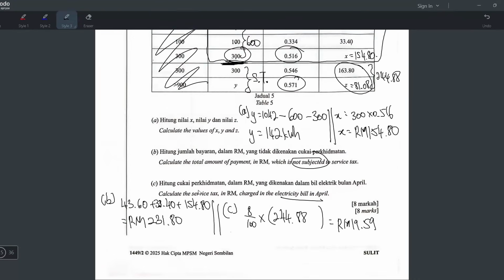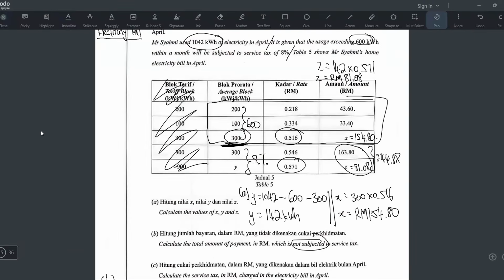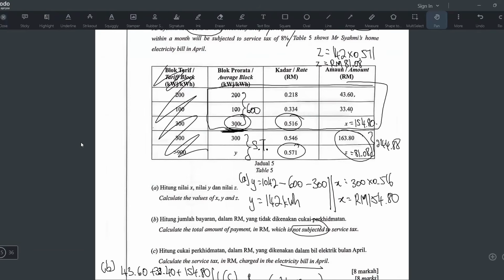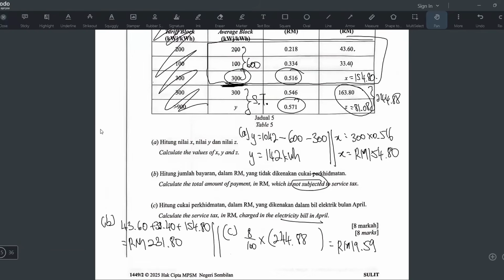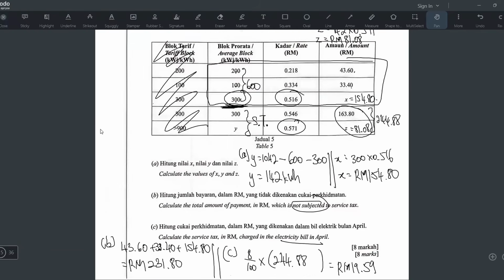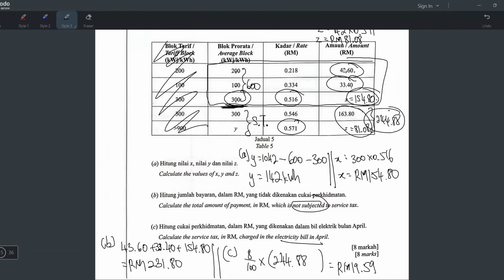What if they ask to calculate the total electricity bill that Mr. Shami needs to pay? Yeah, the total bill for everything, including the service tax. So what would be the total electricity bill if let's say they ask like that? So what do you think you will do? Take all this amount, tambah semua. But after you tambah semua, you kena tambah lagi dengan 8% darab dengan 244.88. Okay? Yeah, which is 19.59 lah.